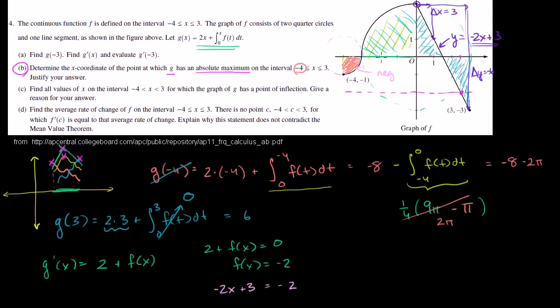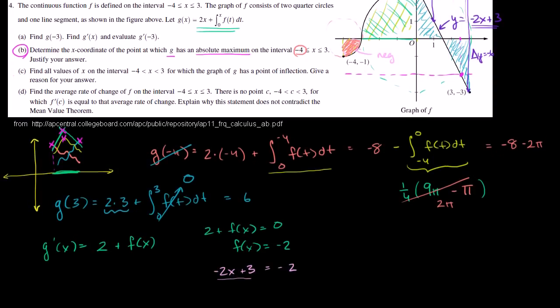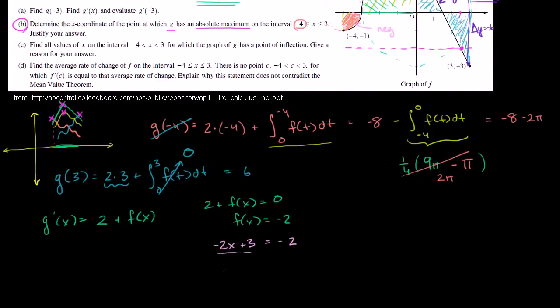If we were talking about f of x over there, we wouldn't be able to put negative 2x plus 3. We'd have to have some form of equation for these circles. But right over here, this is what f of x is, and now we can solve this pretty straightforwardly. So we could subtract 3 from both sides, and we get negative 2x is equal to negative 5.